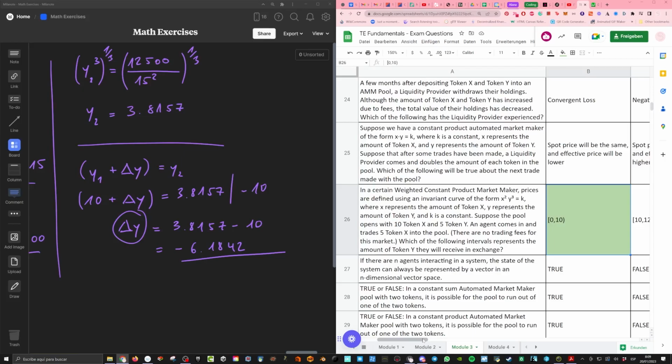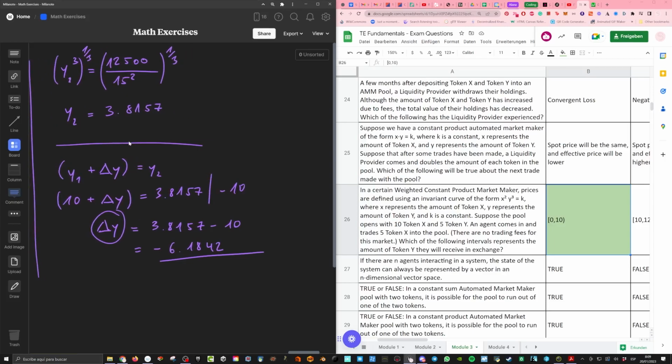Okay, got you. I don't know, Kodak, how do you feel about this? Tell us. Rohan, you're saying that because you got a negative, tokens have been taken out of the pool. Fine, agreed. But then how do you get zeros? Yeah, so what has happened is in the question they've asked, which of the following intervals represents the amount of token Y that they'll receive in the exchange, right? The word receive, when you're converting it mathematically, means a negative sign in our system. So instead of writing y1 plus delta y is equal to y2, you should have actually written y1 minus delta y is equal to y2.